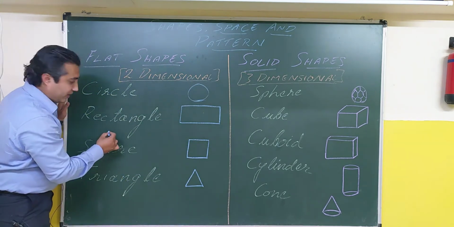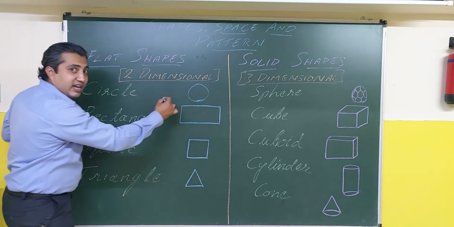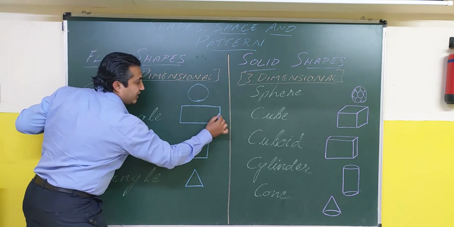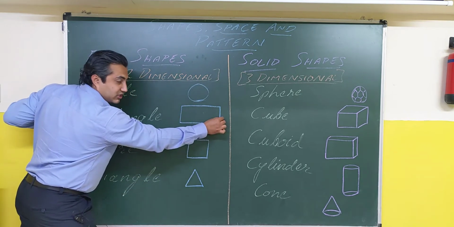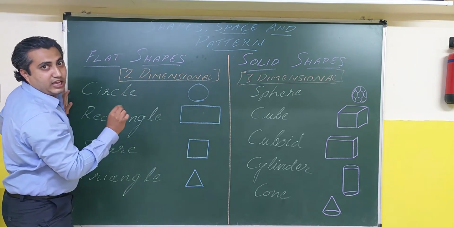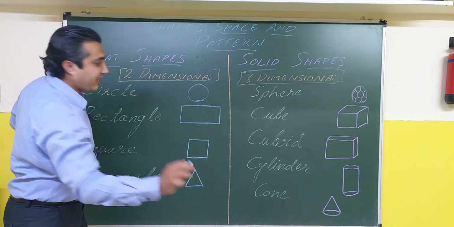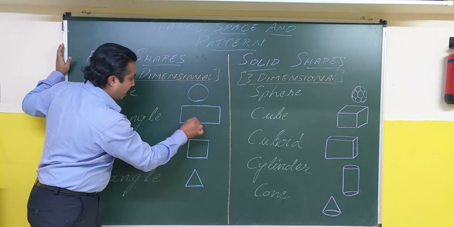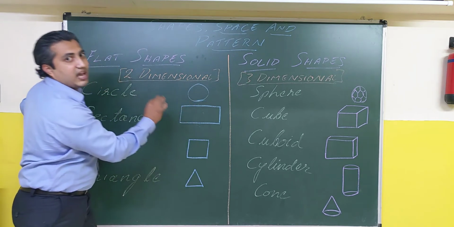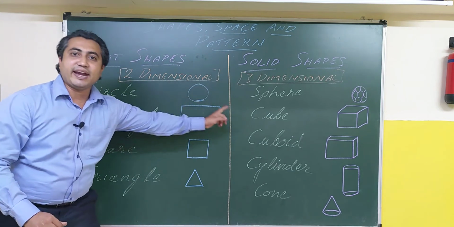Now let us go to the next one. Rectangle. What is rectangle? Rectangle is a box like figure, but only the opposite sides are equal. These two are called opposite sides. These both opposite sides will be equal, and these both opposite sides will be equal. But the sideways sides will not be equal. I repeat, opposite sides will be equal. That box like figure is called rectangle.